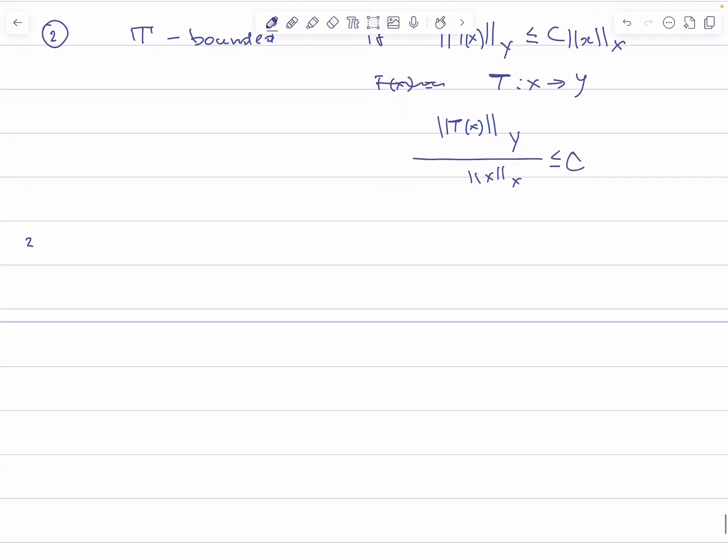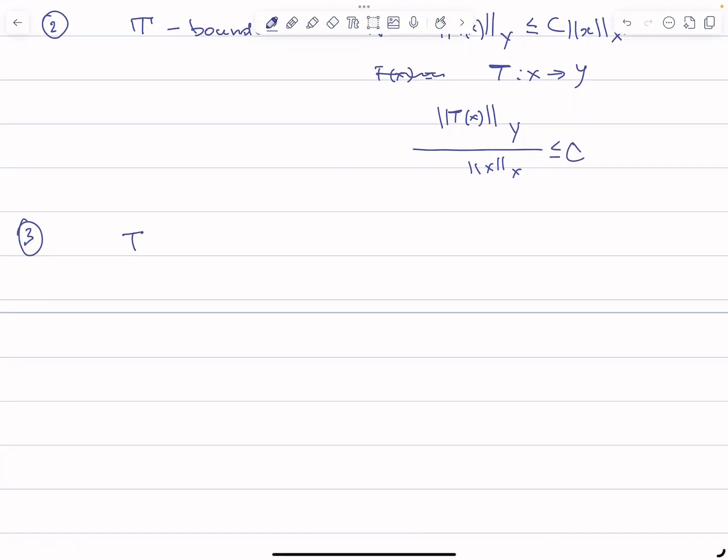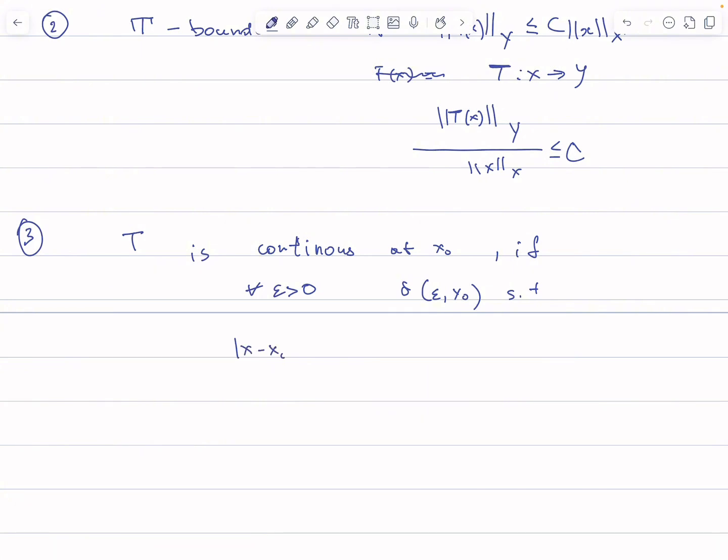The third thing about a linear operator: T is continuous at point x0. What does it mean? By definition, for a given epsilon greater than 0, there exists delta, which depends on epsilon and x0, such that for the norm of x minus x0 in X less than delta, the norm of Tx minus Tx0 is less than epsilon with respect to Y. So when two points are close to each other, then the images under the operator will also be close.